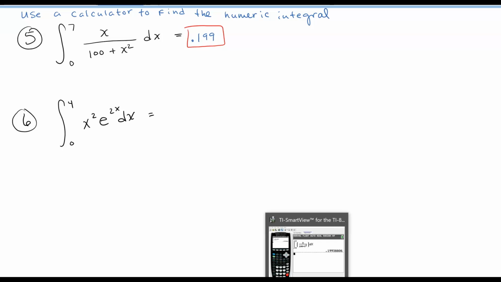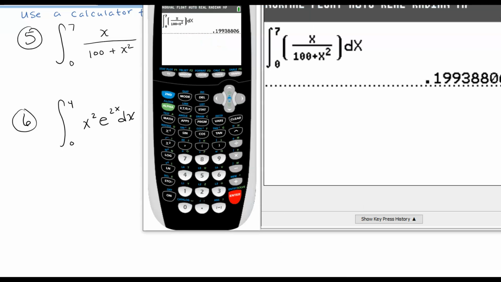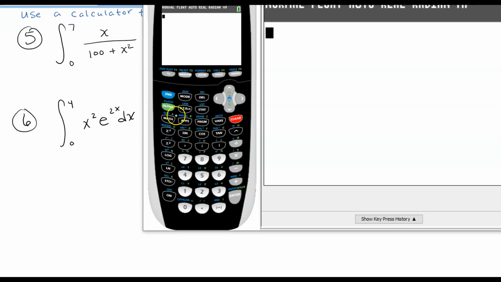Okay, so let's pull up the calculator again, and we'll answer the last question here, number 6 that I've got. Let me clear the screen for you. Again, we're going to go Math 9. We enter our limits of integration, 0 and 4. Now we're going to say x squared, and then we've got an exponential function with a base e. So I'm going to hit e, and type 2x there. And again, I have to tell the calculator dx, with respect to what variable we want to integrate.